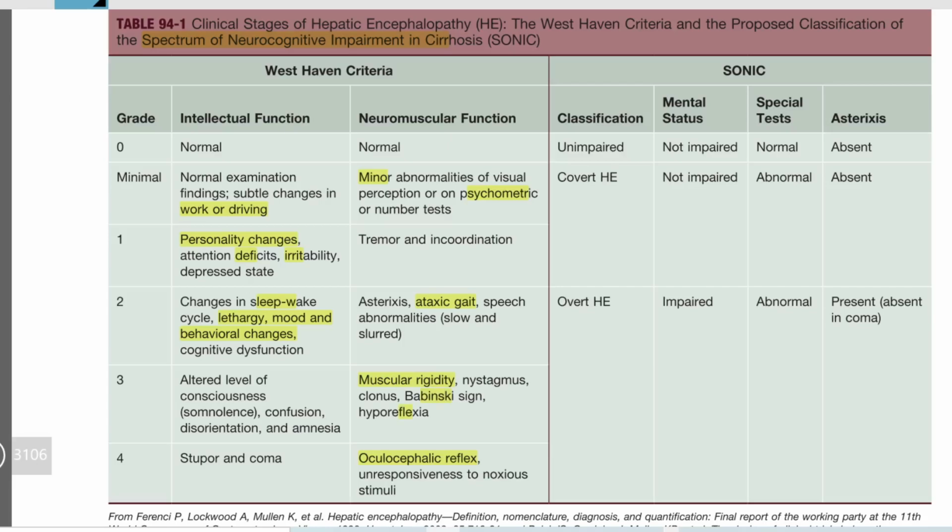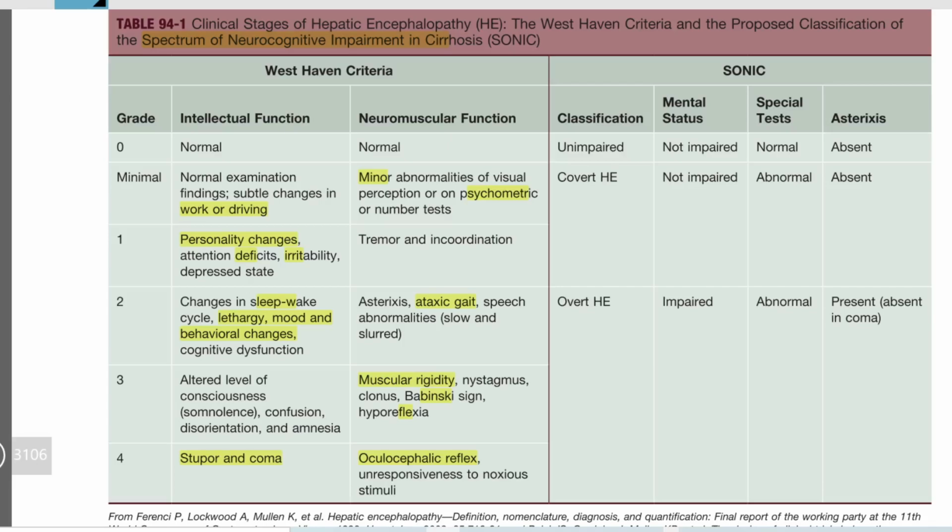And in grade 4, stupor and coma will be seen. It is the highest grade in the West Haven criteria. You can see the oculocephalic reflex, and the patient might be unresponsive to noxious stimuli.